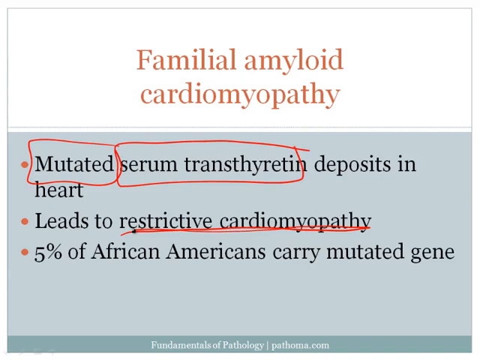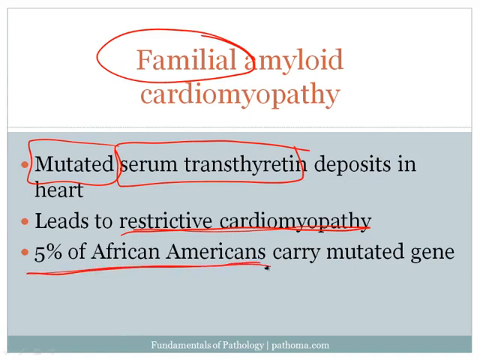Because it's full of amyloid, it's not able to expand. It becomes less compliant, and therefore it can't fill, so it's restricted from filling. As a consequence of that, it can't pump properly, and if it can't pump properly, eventually the patient goes into cardiac failure. This is a familial circumstance. 5% of African Americans actually carry the mutated gene. So those are the key highlights for familial amyloid cardiomyopathy.